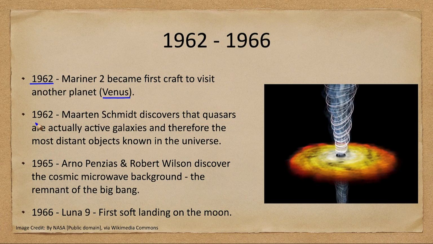Then in 1962, Martin Schmidt discovers quasars that are actually active galaxies. Now quasars were known, but it was thought that they could be stars. They were star-like objects. And now that we knew that they were actually distant active galaxies, we know that they are the most distant objects known in the universe.